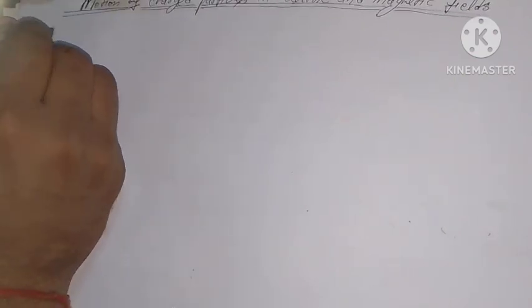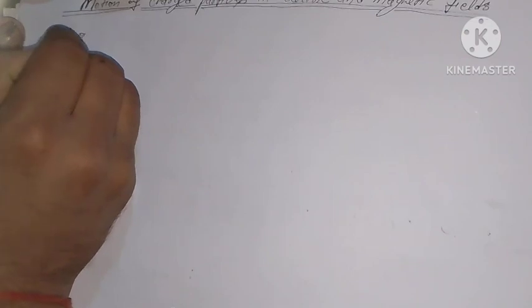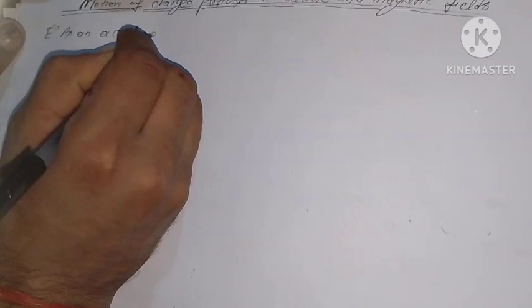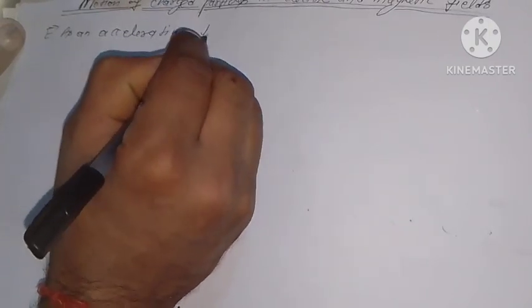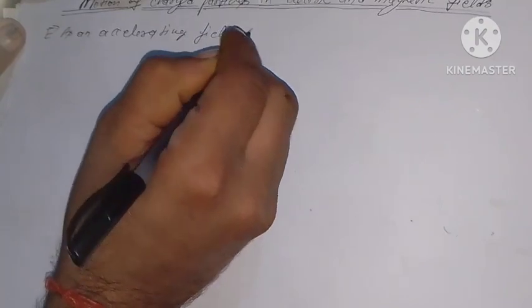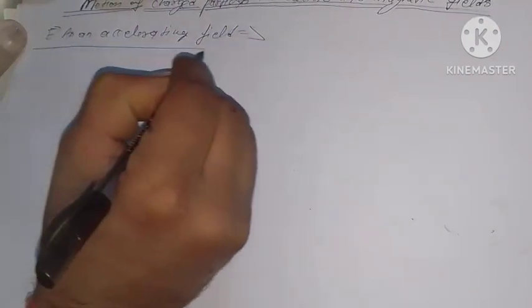In this chapter, the first heading is electric field as an accelerating field. Electric field is an accelerating field. First heading of this chapter.